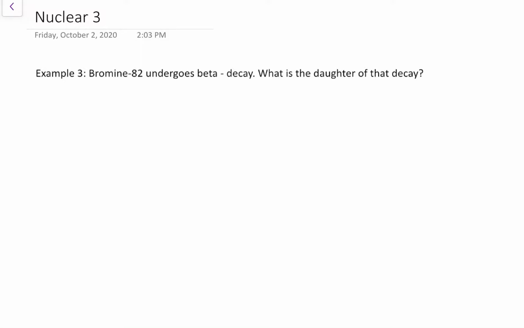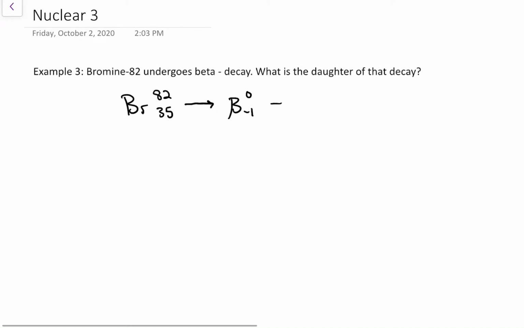As an example, bromine 82. Bromine is Br. The 82 I always put up top. If you find bromine on a periodic table, it's number 35, kind of over on the right. A beta particle has no mass, so a 0 goes up where the mass number goes. It's not really an atomic number, but it's got a charge of -1, so in a way it's the opposite of a proton, so we put a -1 down there to show its charge.